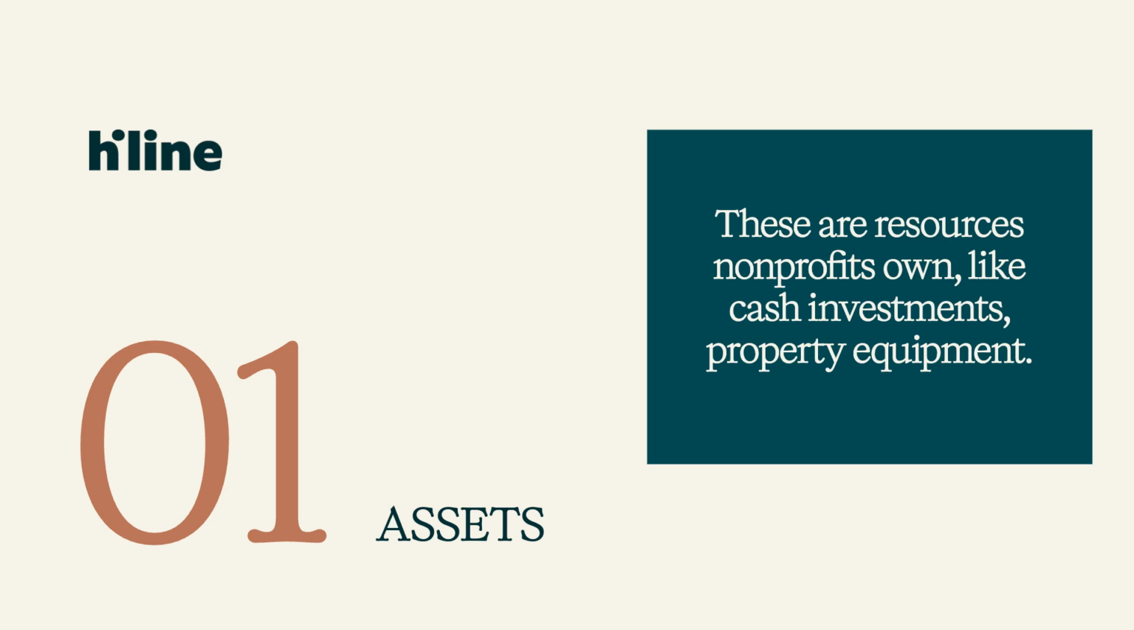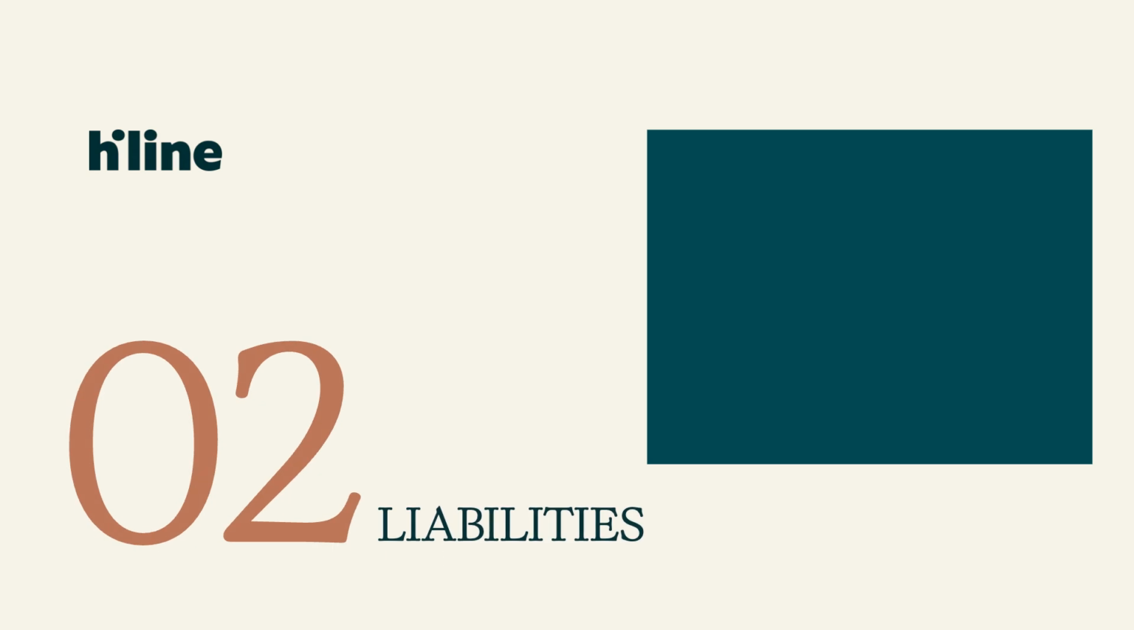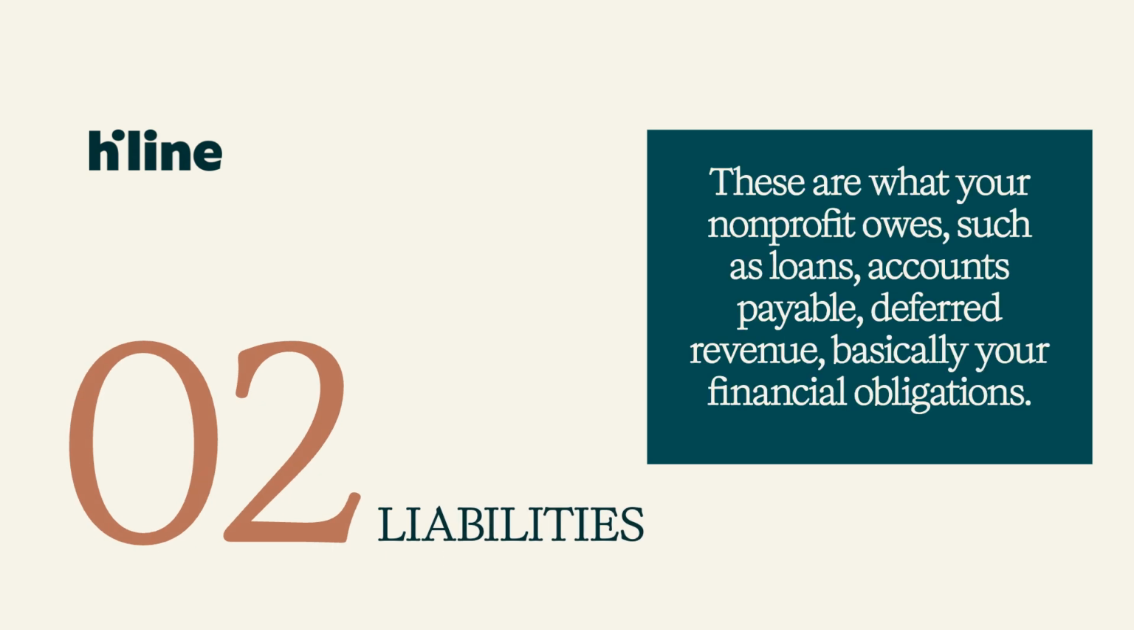Now, every nonprofit's chart of accounts looks a bit different, but there are 5 main categories. Let me break these down for you. First, we have assets. These are resources nonprofits own, like cash, investments, property, or equipment. Think of this as everything of value to your organization's processes. Second, liabilities. These are what your nonprofit owes, such as loans, accounts payable, deferred revenue, basically your financial obligations.